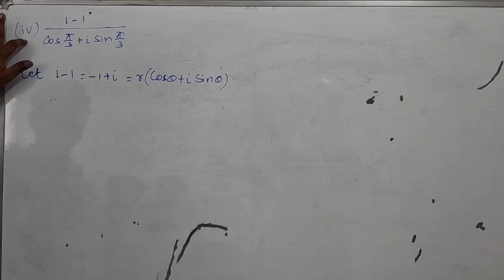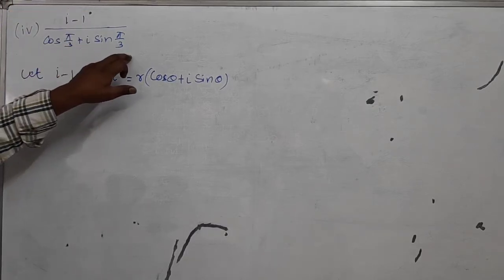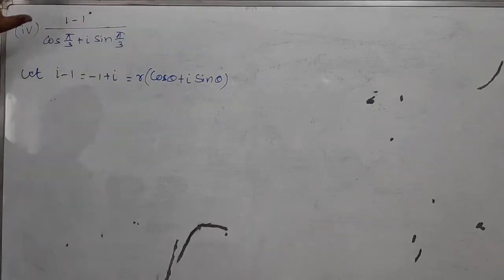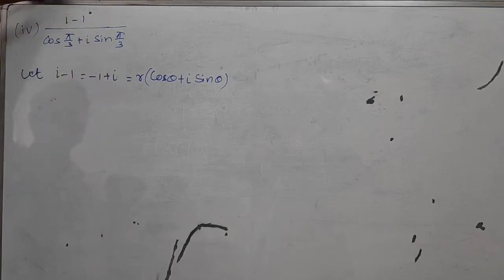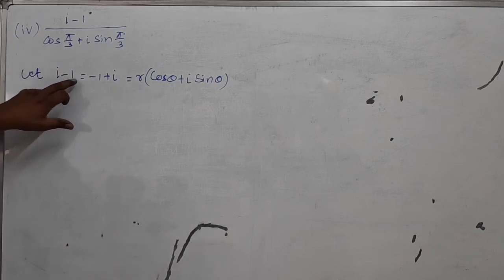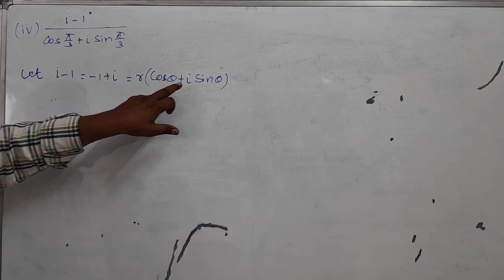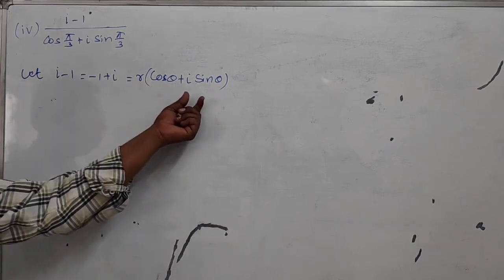Now the fourth subdivision is given as (i minus 1) by (cos pi by 3 plus i sin pi by 3). We have to convert this complex number into polar form. This complex number is in rational form, with a numerator and denominator. The denominator is already in polar form. Now try to convert the numerator alone into polar form. Therefore, we can write i minus 1 as minus 1 plus i, which is equal to R into cos theta plus i sin theta.